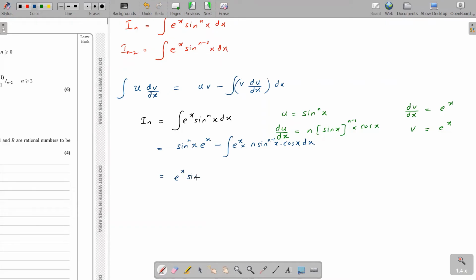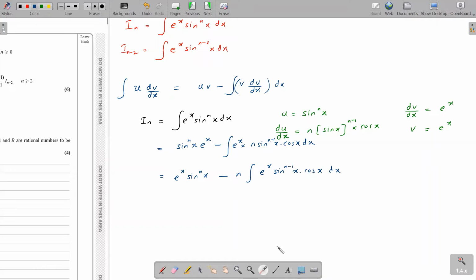e^x sin^n x minus, if there are constants, you can bring them out of the integration. Who is a constant here? n is a constant, so I can bring it out. I get here n times the integral of e^x sin^(n-1) x cos x dx. Okay, so we come to this point.